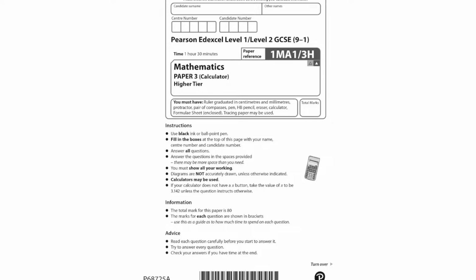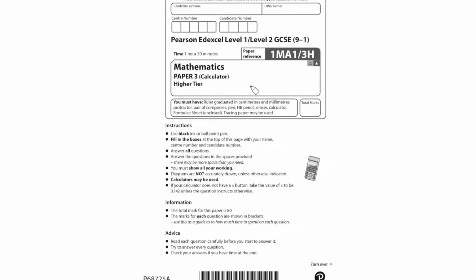In today's live, we'll be walking through the Edexcel November 2022 Paper 3H higher tier. So you can find it linked in the description if you want to have a look at that one. If you want to see the mark scheme, that's also linked there as well.